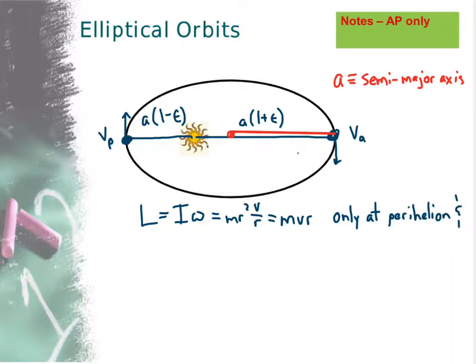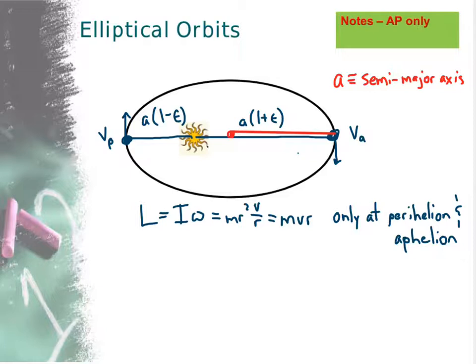This only is true at perihelion and aphelion. Now it turns out that if we have a circular orbit, then this would be true for any position in a circular orbit, because perihelion and aphelion are the same distance, so you're at the same distance all the way around. And you could use this for circular orbits as well.